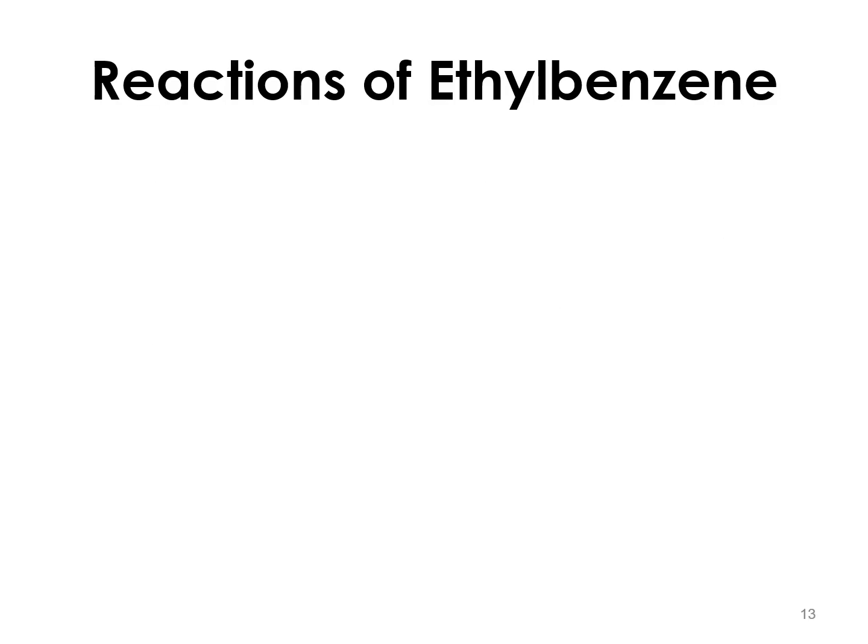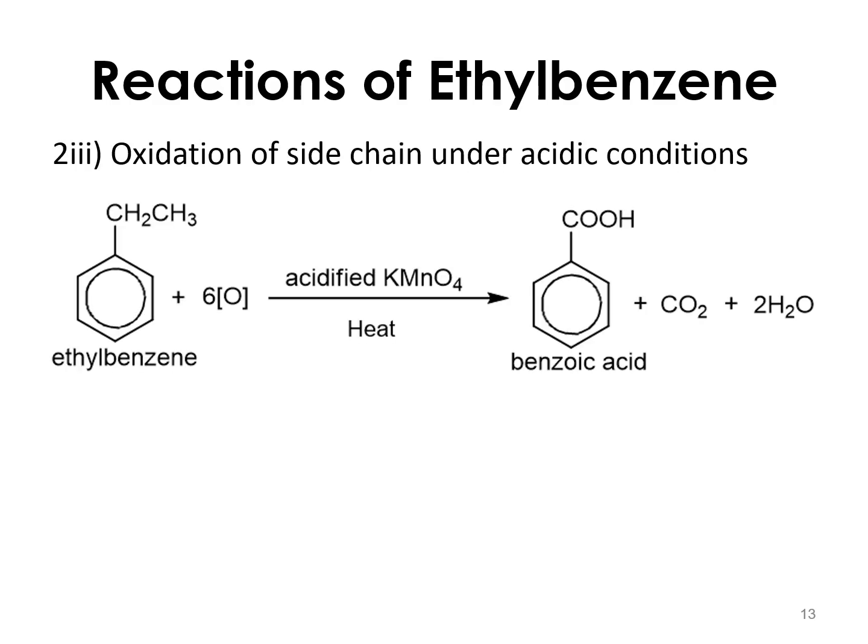What if we have ethylbenzene instead of methylbenzene? If it was ethyl, it means that there are two carbon atoms on the side chain. Upon oxidation, you will still get benzoic acid. So if you have a side chain that is subject to strong oxidation in acidic medium, you will always get benzoic acid as a product.